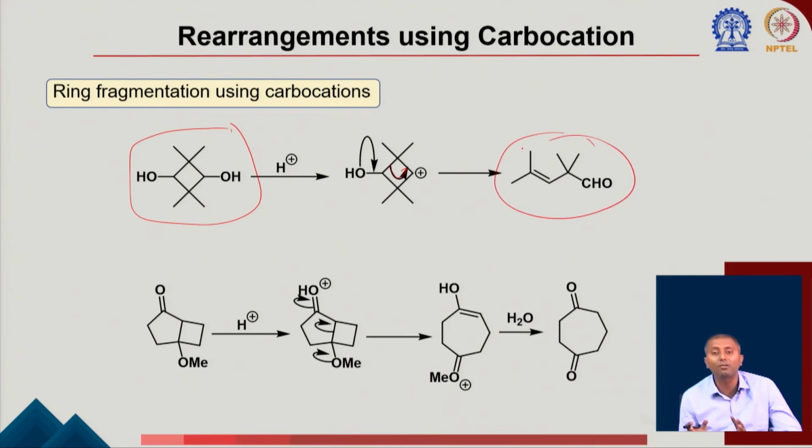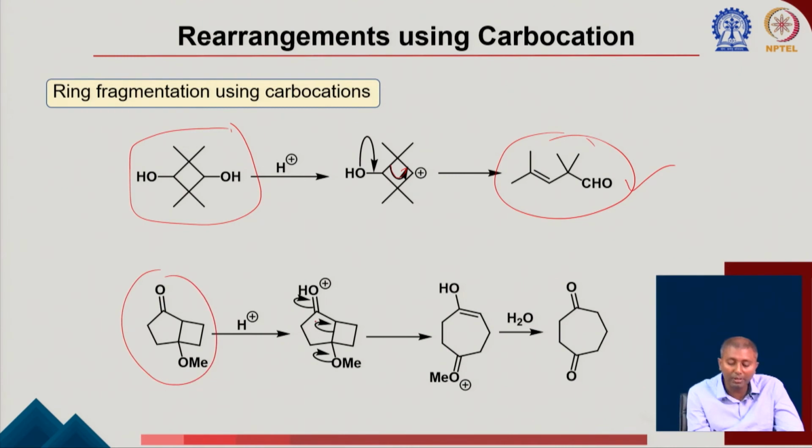Although these alcohols are not in the vicinal position, still because of the ring strain, it is trying to open up, and it will form the corresponding product. There is another example here. Once you protonate this, you get this OH plus.